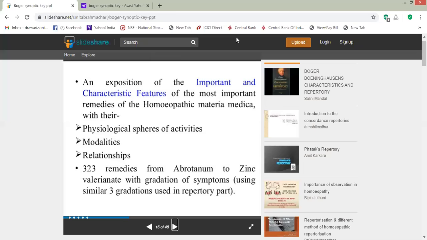So in this way, the second part in this book is synopsis. In this, about 323 remedies are explained, starting from abrotanum to zinc valerianate, and for each remedy the physiological spheres of activities, modalities, and relationships are given with the gradation of symptoms. To the symptoms, the gradations are also given.